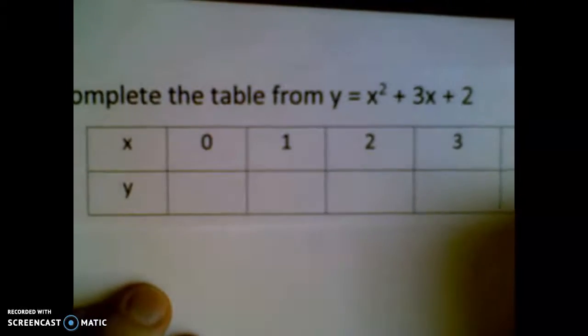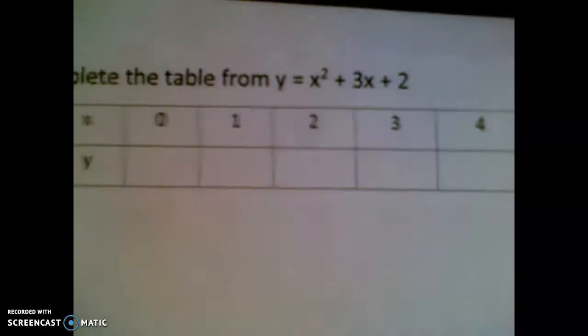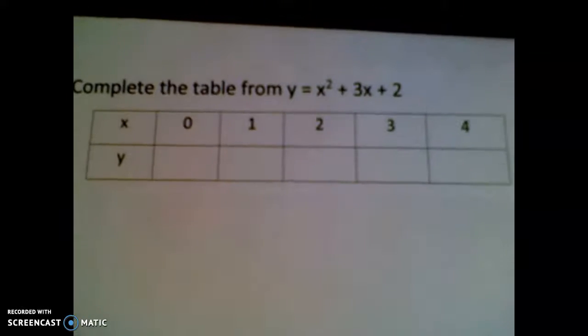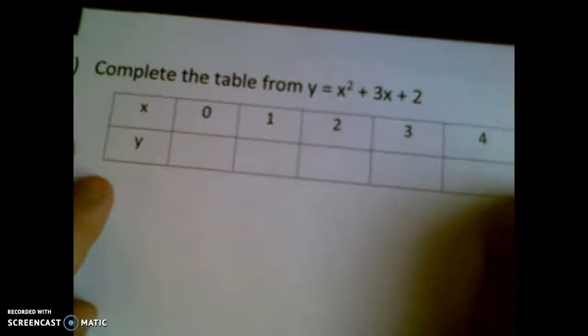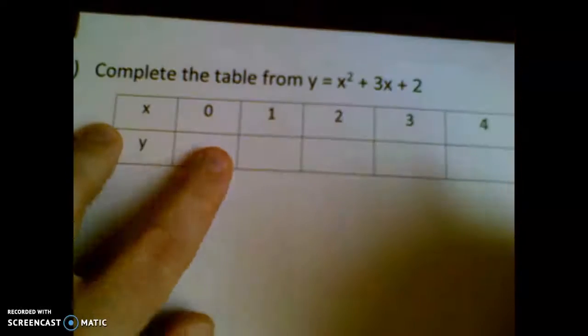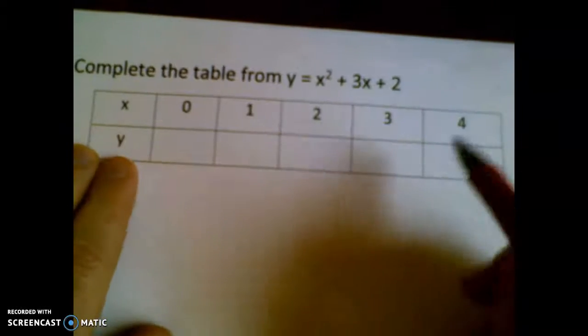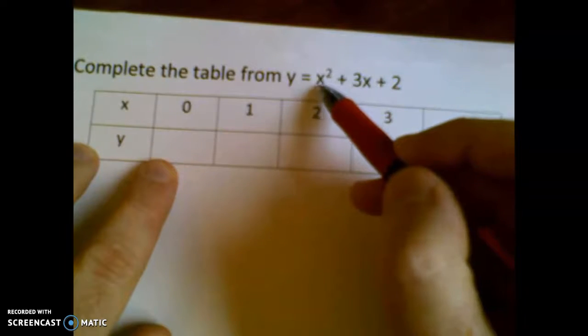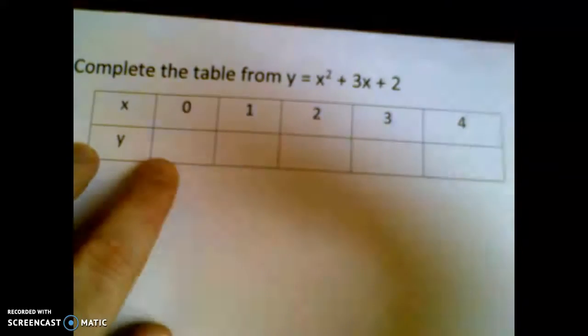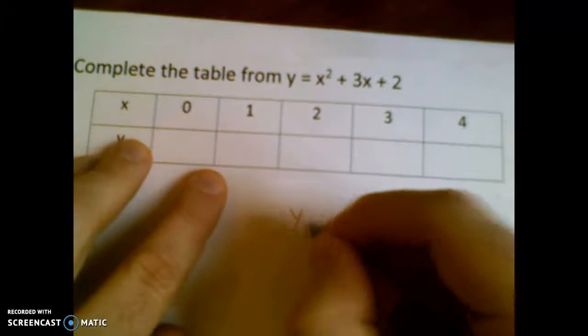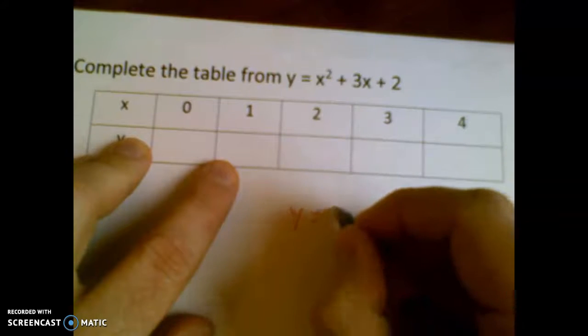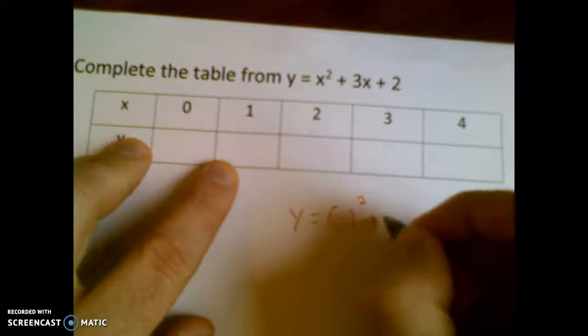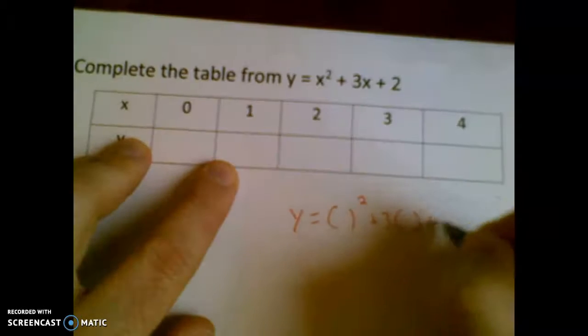Problem 2 gave you a table and wanted you to complete it from this expanded form of a quadratic equation. It's quadratic because the highest power is an x squared. And to fill the table out, one way to do it is just say, well, if x is 0, you replace all the x's with parentheses and put 0 in, just like we've done for evaluating expressions. So I'll do parentheses squared plus 3 times parentheses plus 2.